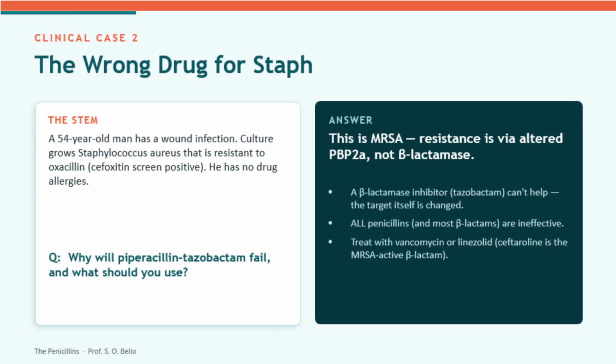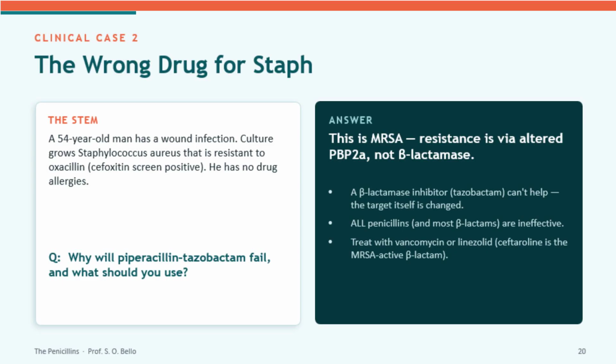Here's a second case that ties together mechanism and resistance. A 54-year-old man has a wound infection and the culture grows Staph aureus that is resistant to oxacillin with a positive cefoxitin screen. He has no drug allergies. The question has two parts. Why will piperacillin-tazobactam fail? And what should we actually use? Take a moment. Oxacillin resistance with a positive cefoxitin screen is the laboratory signature of MRSA.